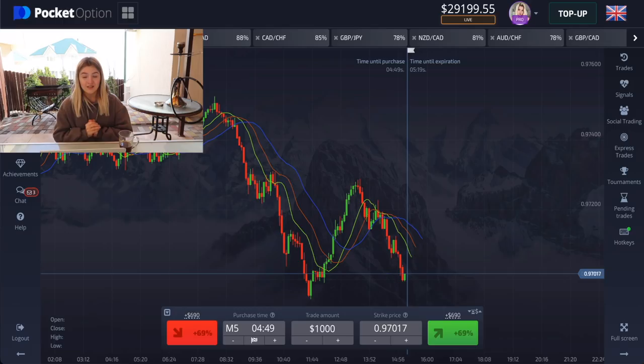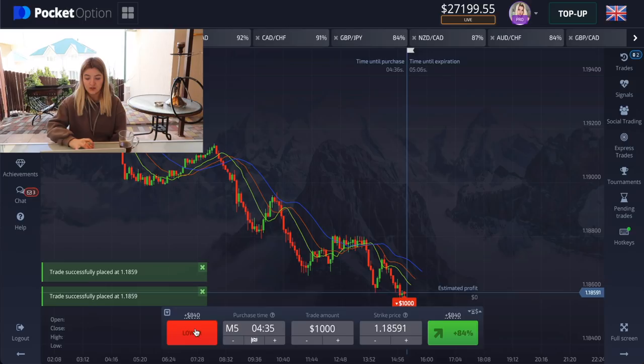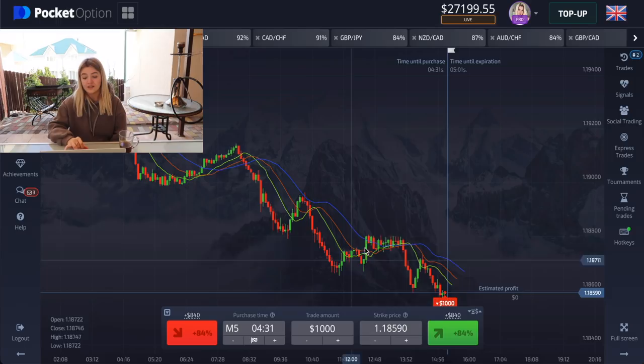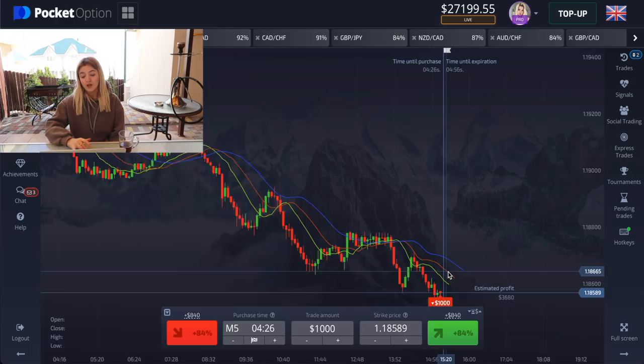So, and let's continue trading. Well, guys, here I also want to open put trades on 5 minutes. So we also see a downtrend and the alligator indicator is also falling down. Okay, and let's wait for the end of our bets.